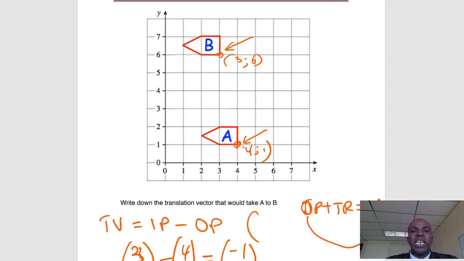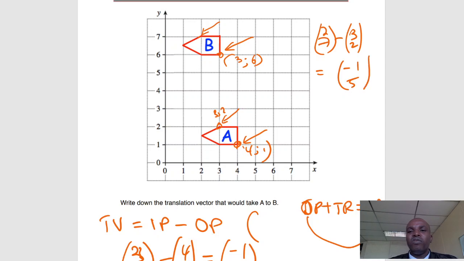Even if you would take another point, like let's say you have to choose this point here and this point. Just make sure they are the corresponding points, and you always have to start with the image. This point will be 2, 7 minus the same point on the original is 3, 2. Then you can say 2 minus 3 minus 1. 7 minus 2, 5. You can see you get the same answer.